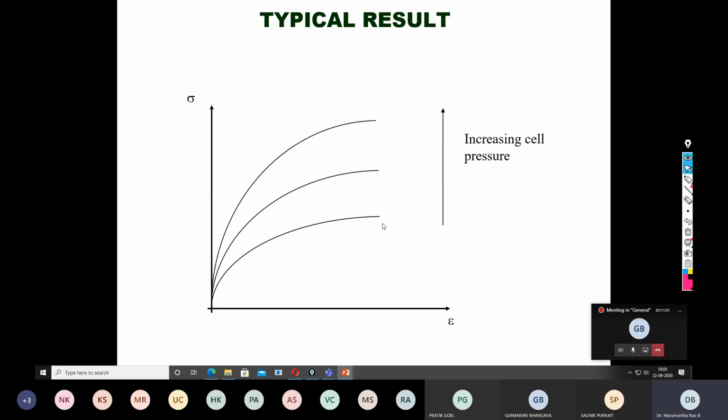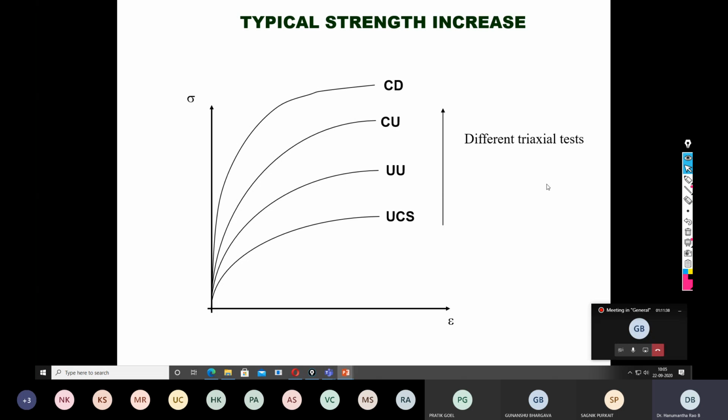So this is the diagram it is showing. As you are increasing the cell pressure, there is an increase in the normal stress. So let us go for the different reaction.